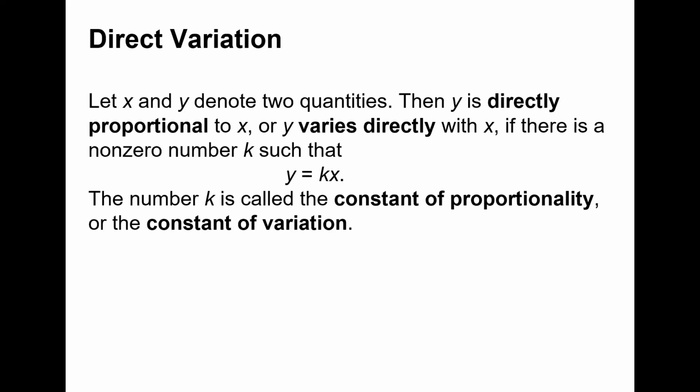So the first type of variation we're going to look at is direct variation. If we let x and y denote two quantities, then y is directly proportional to x, or y varies directly with x, if there is a non-zero number k such that y is equal to k times x. And this k is our proportionality constant, so it's also called the constant variation. The constant of proportionality, that's what's relating y to x, is this constant, okay?